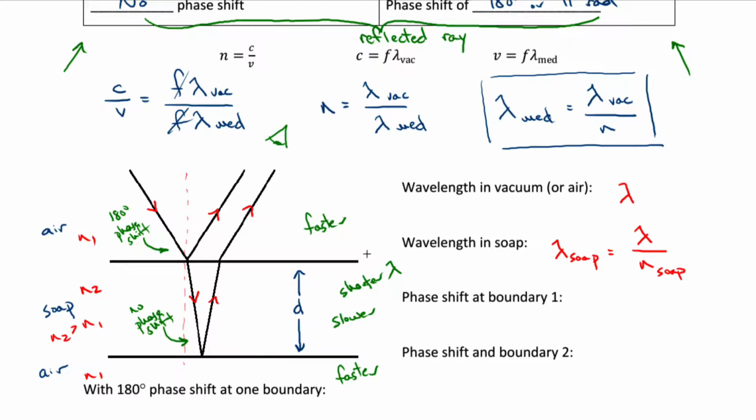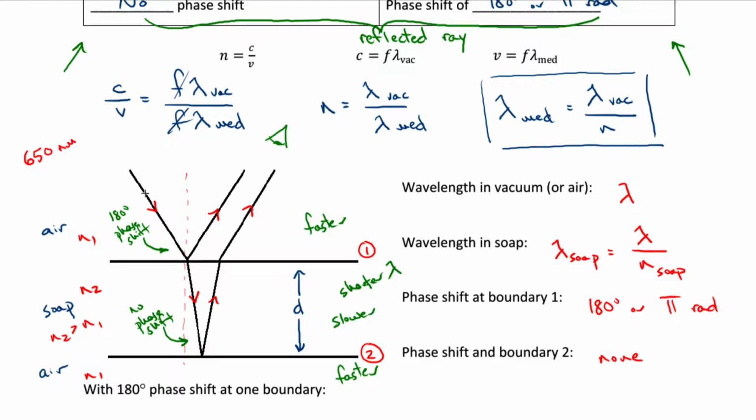But the way it's set up, if this is boundary 1 and this is boundary 2, we have a 180 degree, or if we want to work in radians, pi radians phase shift at boundary 1, and we have no phase shift at boundary 2. Alright, now let's think about what I'm going to see at my eye. We're going to imagine that we're using red light of wavelength 650 nanometers.